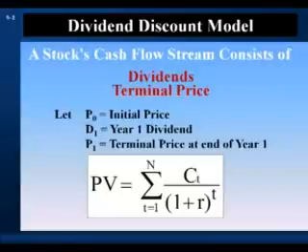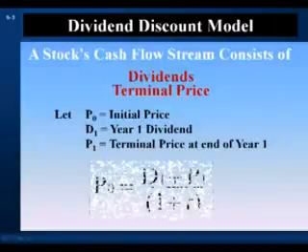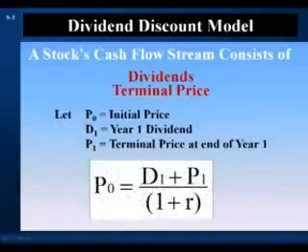Given the stock's cash flows, we input them into the discounted cash flow model. The current price of a common stock is a dividend received in year 1 plus a terminal price at the end of year 1, discounted back to the present at the stock's opportunity cost of capital. The stock's opportunity cost of capital is also called the cost of equity.